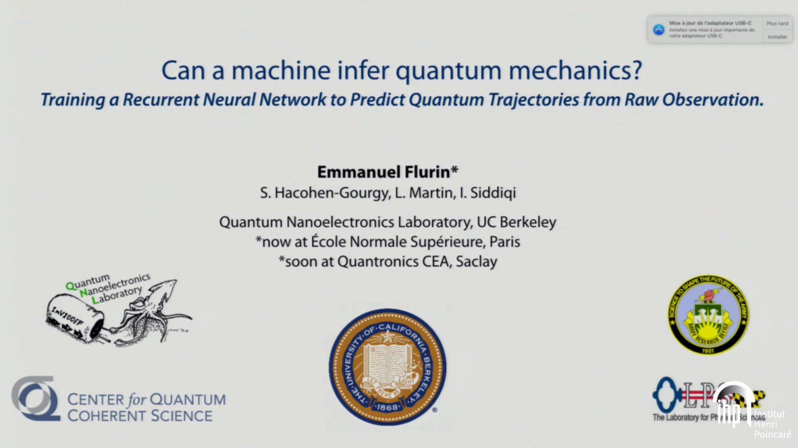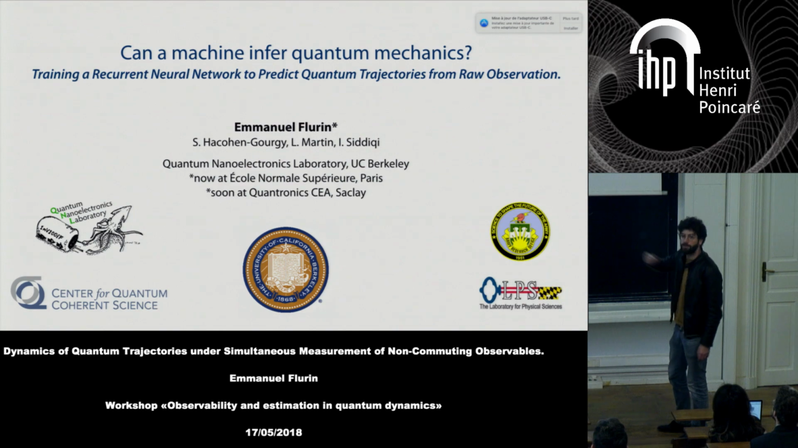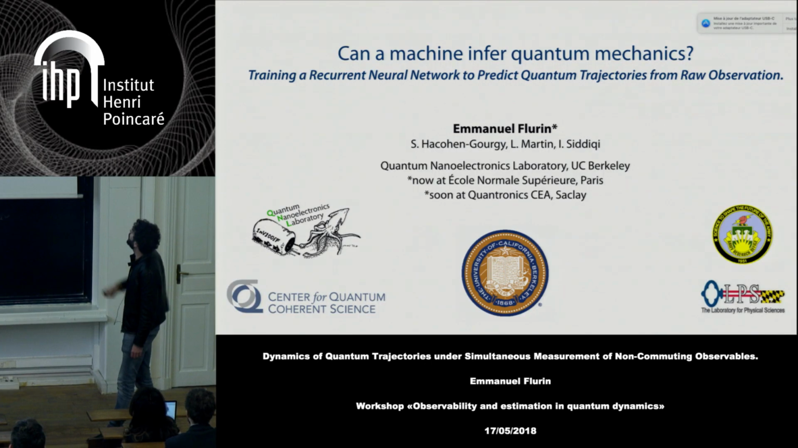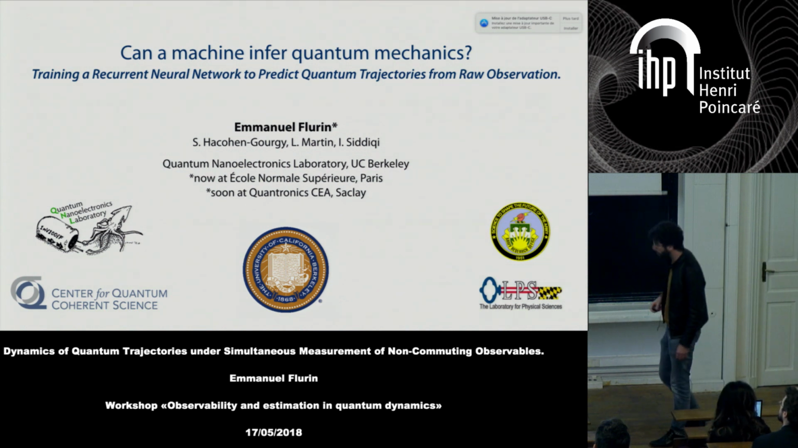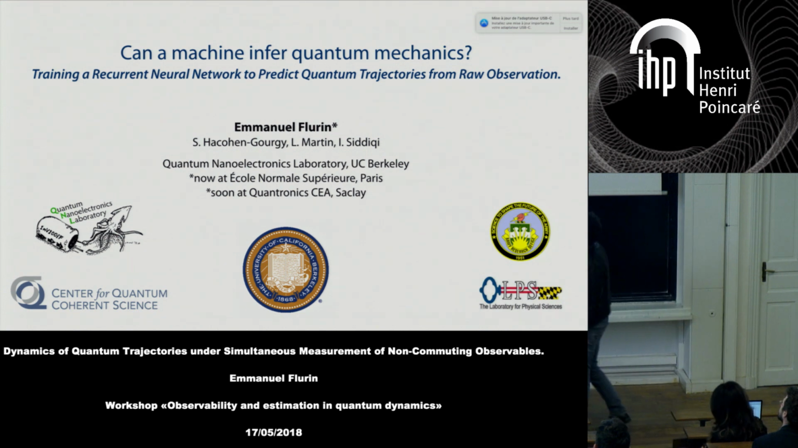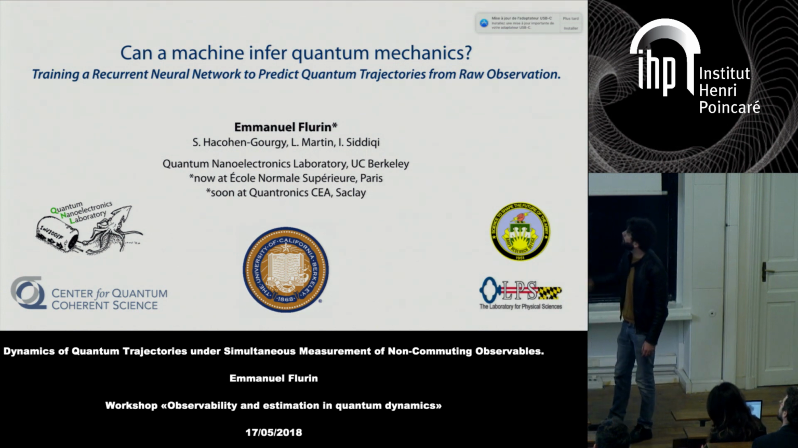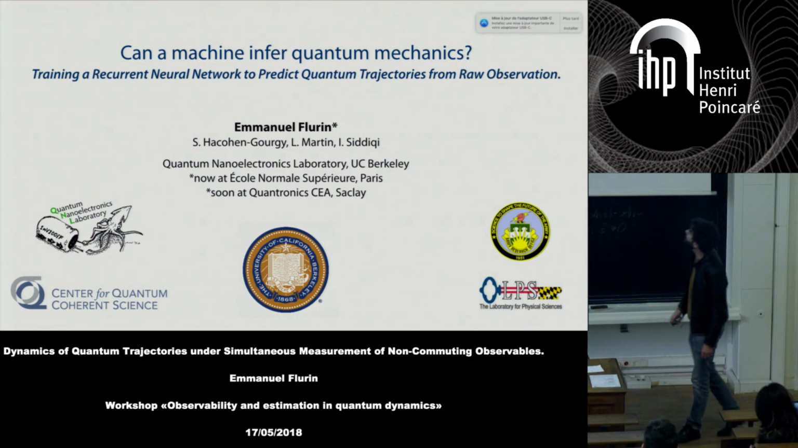What we have been trying to do is to use a machine learning tool, and specifically a recurrent neural network, in order to predict, to follow the state of a quantum system, so quantum trajectories along a stochastic evolution, but only using raw observations. So can we estimate the state of the system just in a model-independent way using this powerful tool of machine learning?